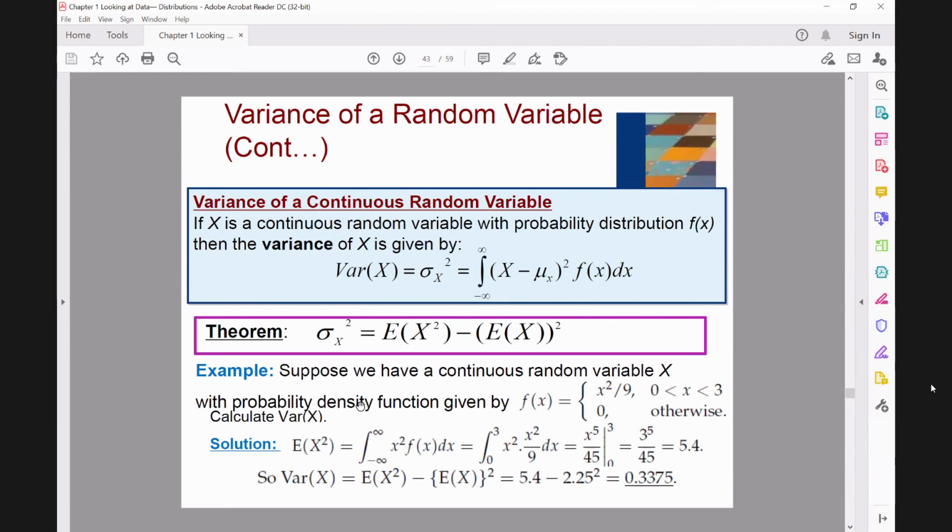Of course, in this case we have to evaluate E of x squared. We have f of x. It becomes a calculation of this integral, which is 5.4. E of x squared is 5.4, and if E of x was evaluated before, it's 2.25. Why is this better? Because here E of x was evaluated before, and here we have just to evaluate this integral. That's why sometimes it's better to use the second formula in order to evaluate V of x. Then we have E of x squared minus E of x in parentheses squared.